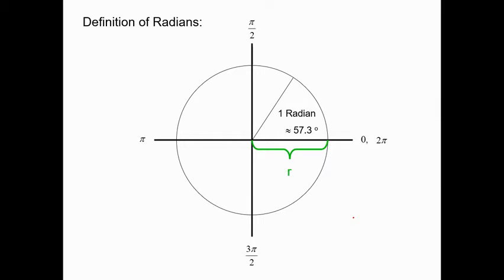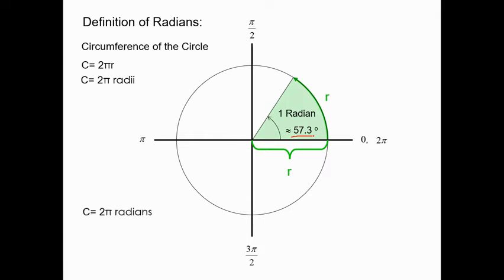Let's define radian measure, okay? 1 radian is actually an angle of 57.3 degrees. If you actually take your radius and move it along the circumference, you will go an angle of 57.3 degrees, okay? So the circumference of the circle is equal to 2 pi r, which we would call 2 pi radii, or you can say 2 pi radians. 360 degrees is equal to 2 pi radians. 180 degrees is equal to pi radians.